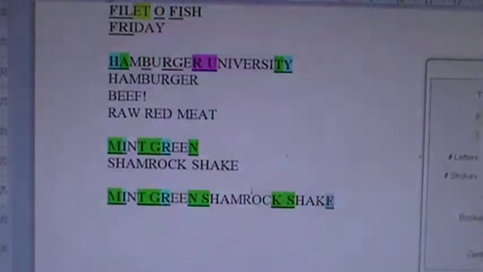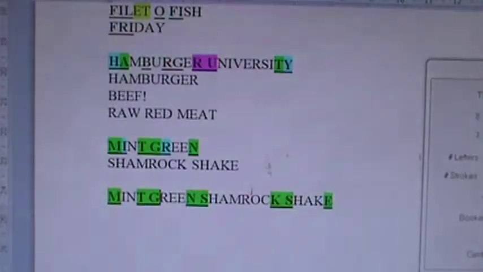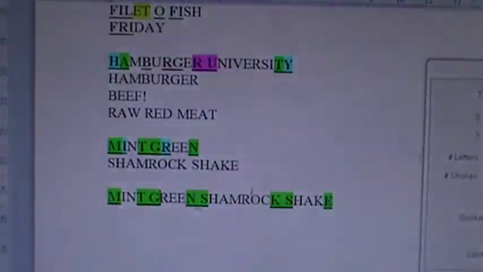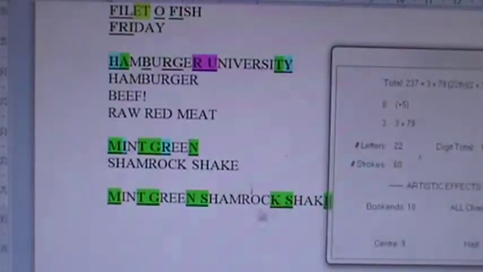Okay. So look at that. So let's just clear this for now. Okay. So look at this. Every team in green makes a multiple of 3. That covers all chain links and all bookends in a mint green shamrock shake. 27, 33, 30, 18. What does the whole thing add to? I have no idea, but it's going to be awesome.